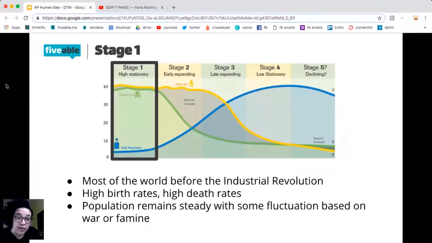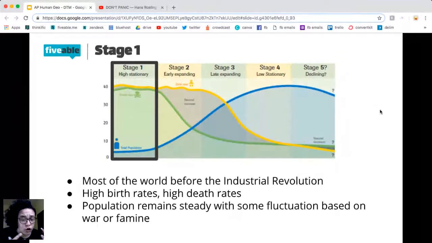And so basically what happens in stage one is that you have really high birth rates and really high death rates. So the population is not going to increase that much, right? It's going to stay pretty steady because you have about the same number of people dying as you do being born. And if the population changes at all, it's because of war or famine, but it's not going to change all that much.